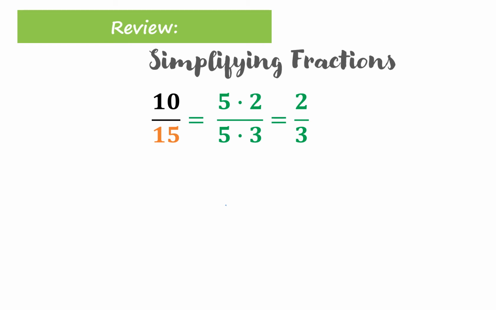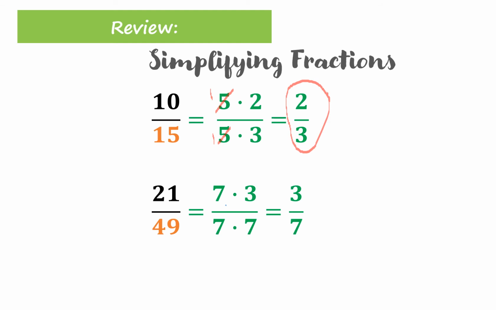So, obviously, ang common factor natin is 5. So, 5 divided by 5 is 1. So, 1 times 2 is 2, and 1 times 3 is 3. So, the simplified fraction is 2/3. Ganun kasimple.